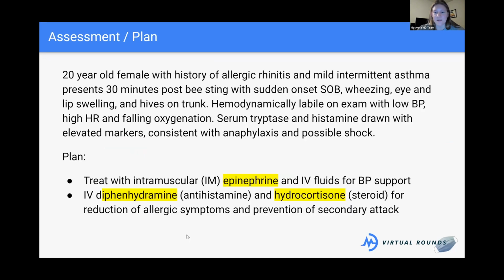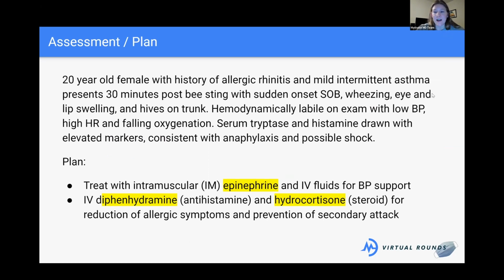So finishing up with our assessment and plan here, we have a 20-year-old female with a history of allergic rhinitis and mild intermittent asthma who presents 30 minutes after a bee sting, who has sudden onset of shortness of breath, wheezing, eye and lip swelling, and then hives on the trunk. So those were a combination of our history that we got from the patient and then our exam findings as well. She is hemodynamically labile, I would say, instead of stable, meaning that her vitals are in a normal range and staying in a normal range.